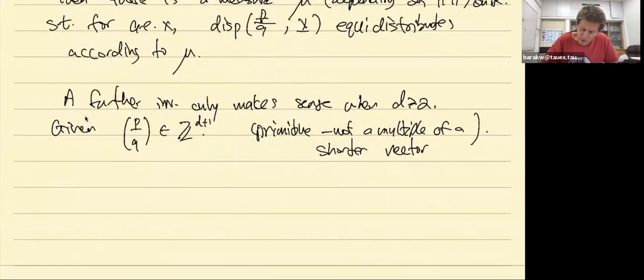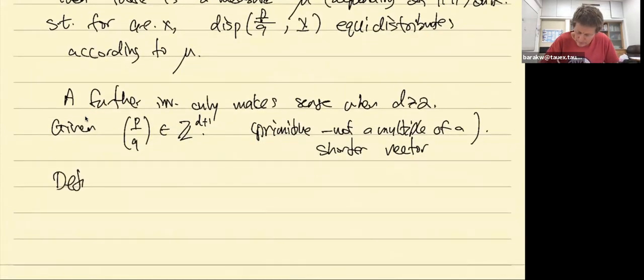I want to define a projection, and also Q is non-zero. Sorry, I'm assuming, I haven't said why. I'm assuming that P over Q is a primitive vector with Q not equal to 0. In fact, the approximation vectors that will show up all have this property. Q is not zero, and they're primitive.